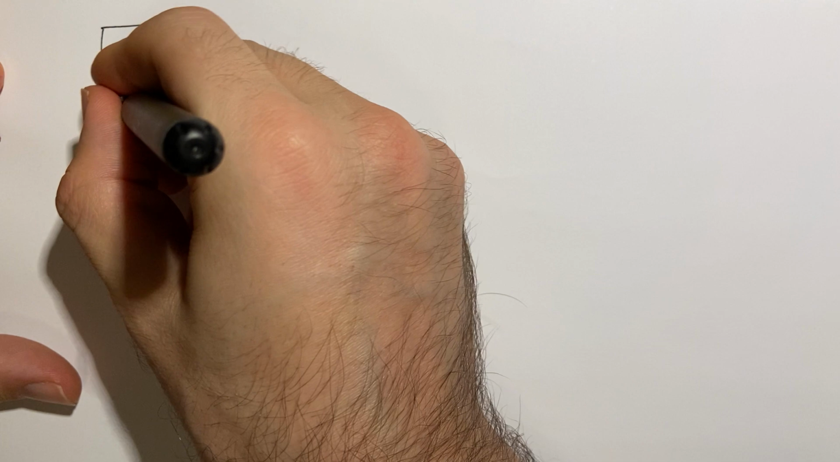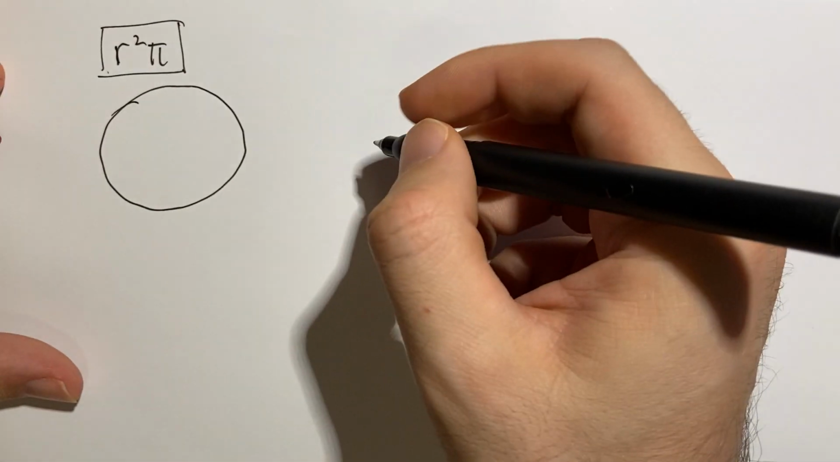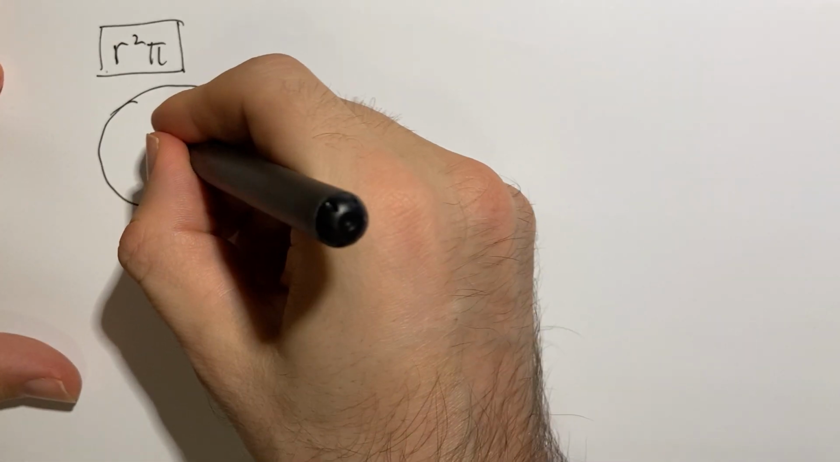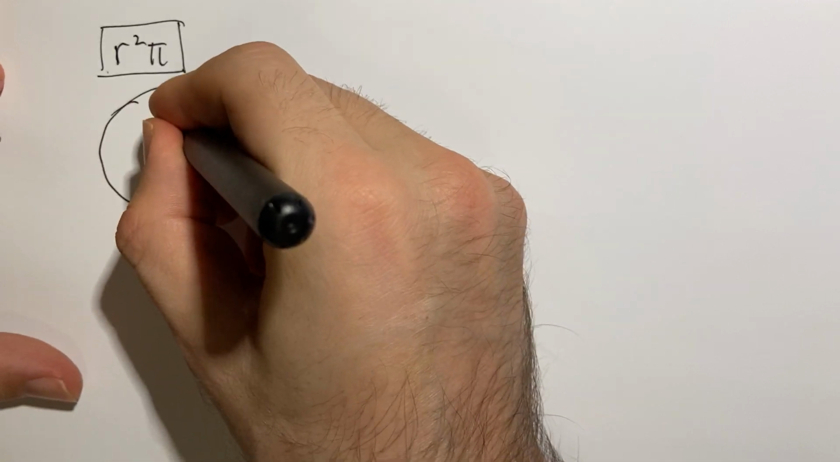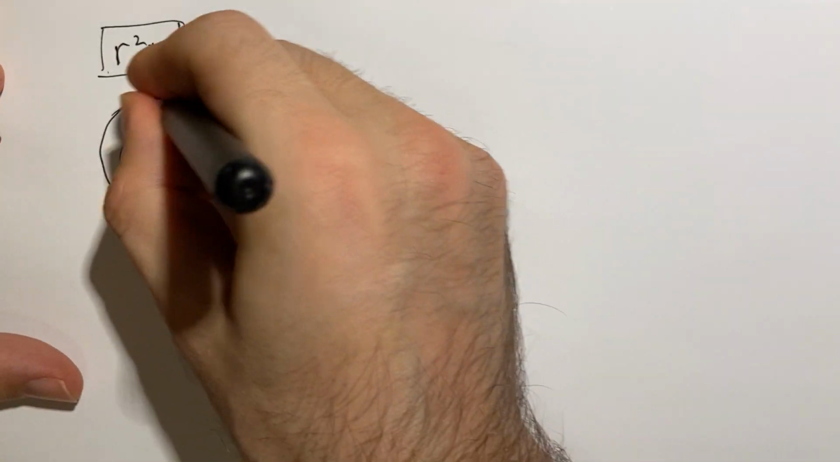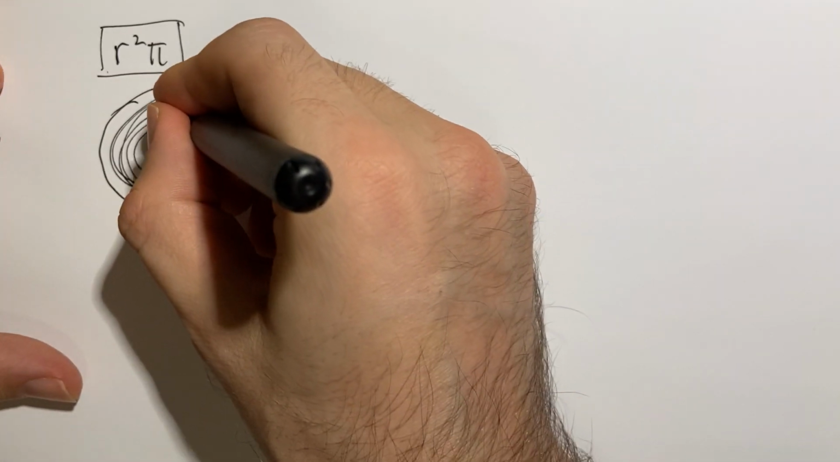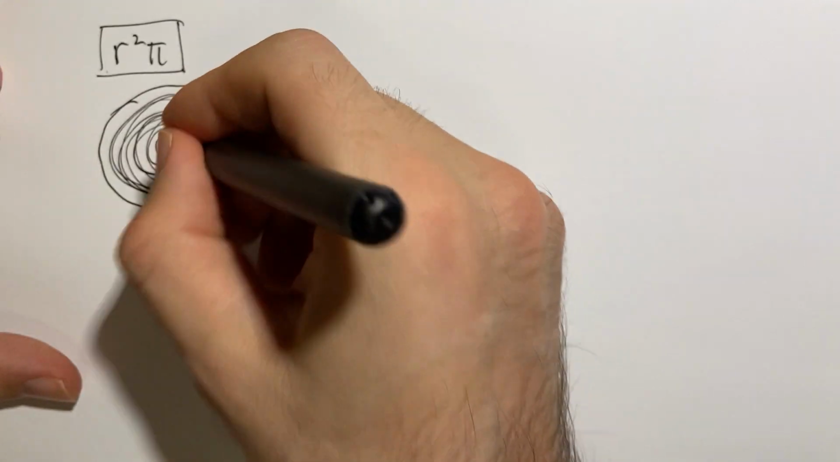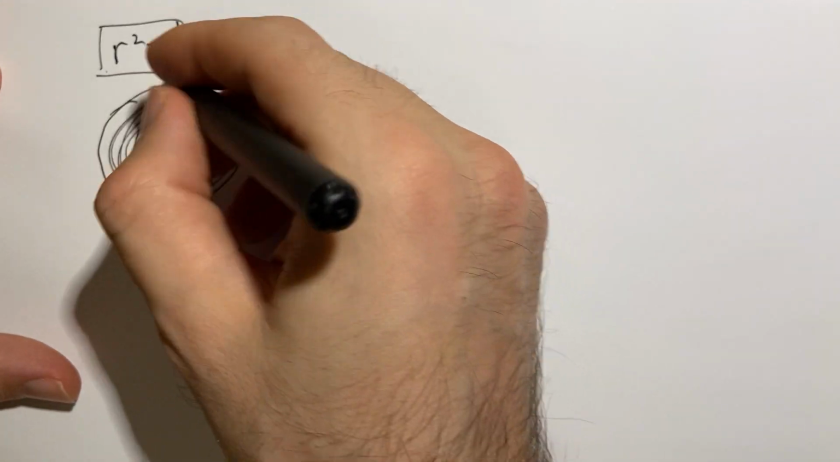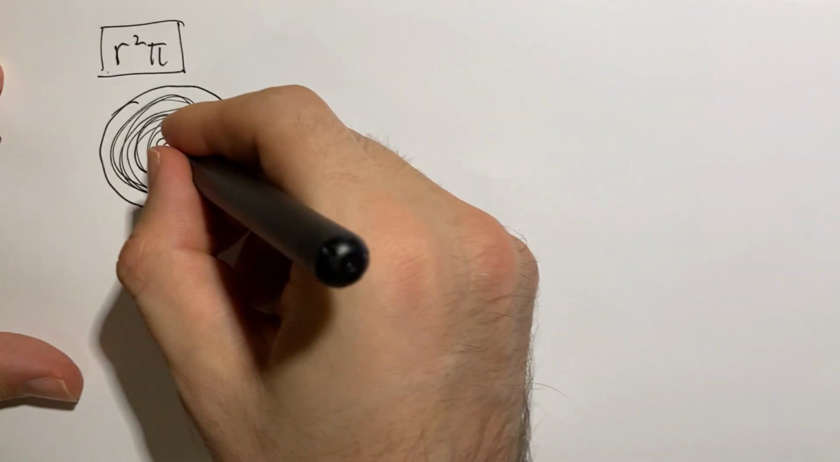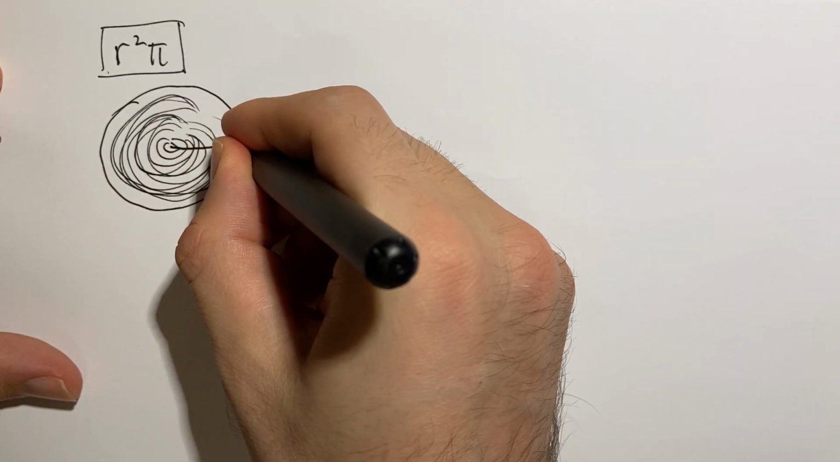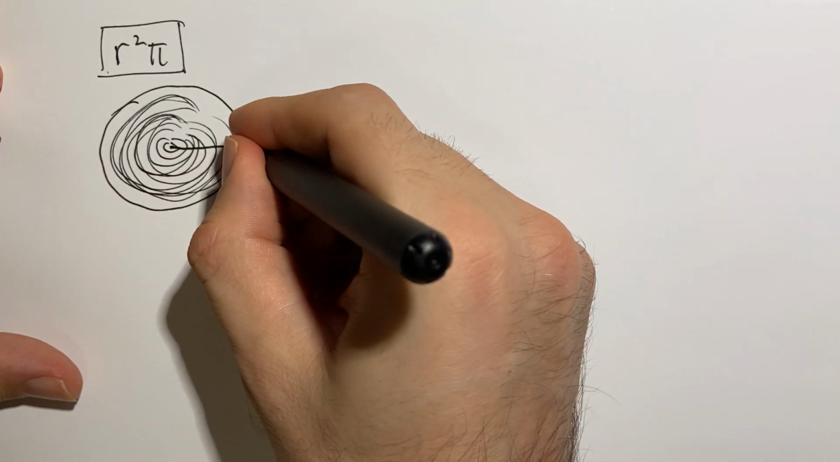We're going to draw a circle. Within this circle, we will draw an infinite number of concentric circles like this. So incredibly many circles, concentric circles within this big circle. And then what we'll do is we'll cut this circle from the center to the periphery.